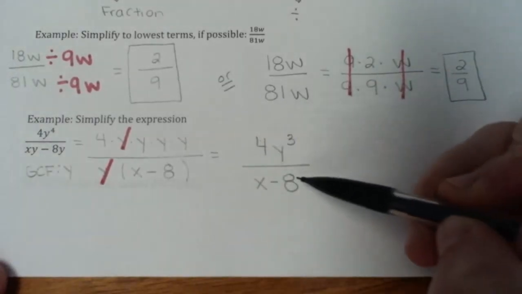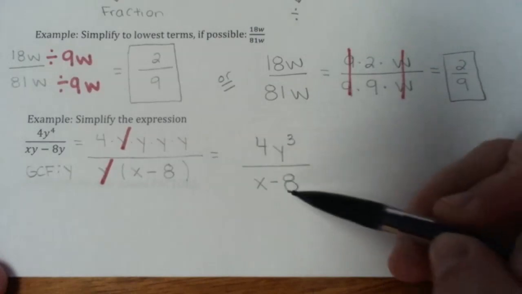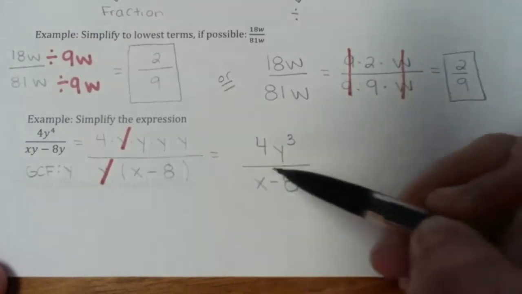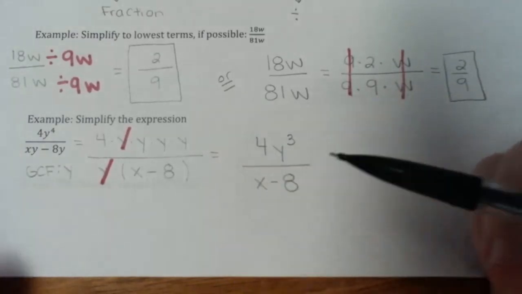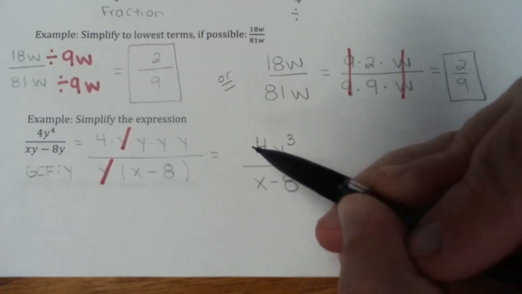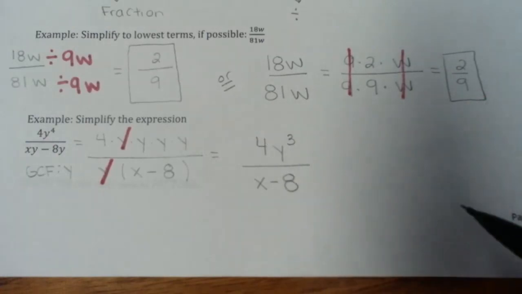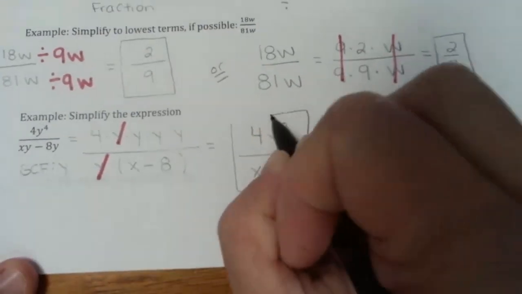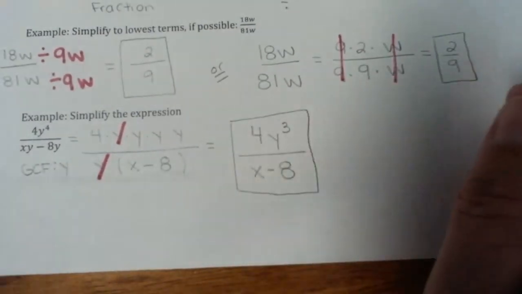Now notice, even though these 4 and 8 have factors in common, they're not the same factor. This x minus 8 is a whole factor, notice in parentheses here, so I can't separate that. It has to be the whole factor that's the same. Because it's x minus 8, I can't break this up, so these are not like terms, so I cannot simplify that. So our final answer is 4y cubed all over x minus 8.